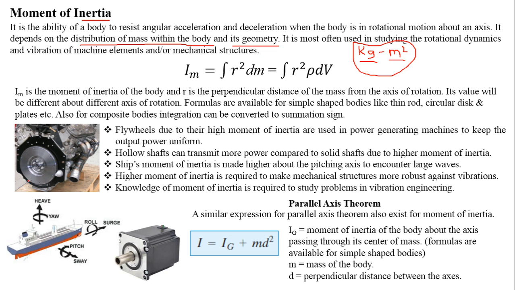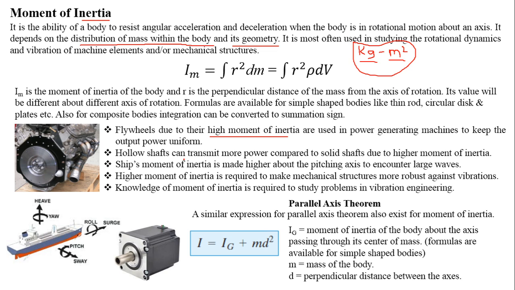For example, this flywheel here is a part of an internal combustion engine, and due to its high moment of inertia, it is going to regulate the power output of the engine. It will try to keep the power output of an engine uniform by virtue of its high value of moment of inertia. And how is this high value of moment of inertia achieved? By efficiently distributing the mass, and by efficiently designing the geometry of this machine part.